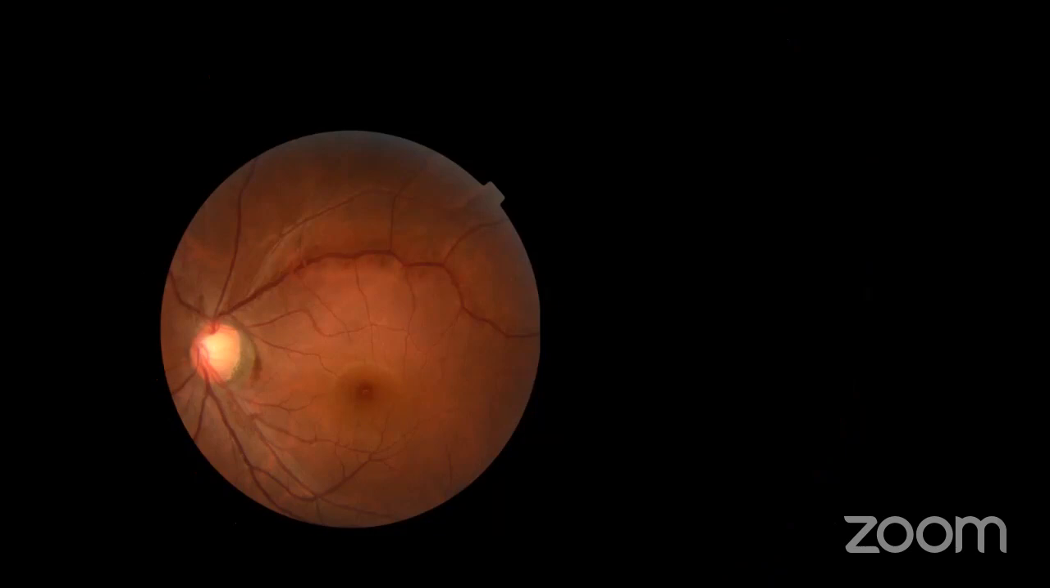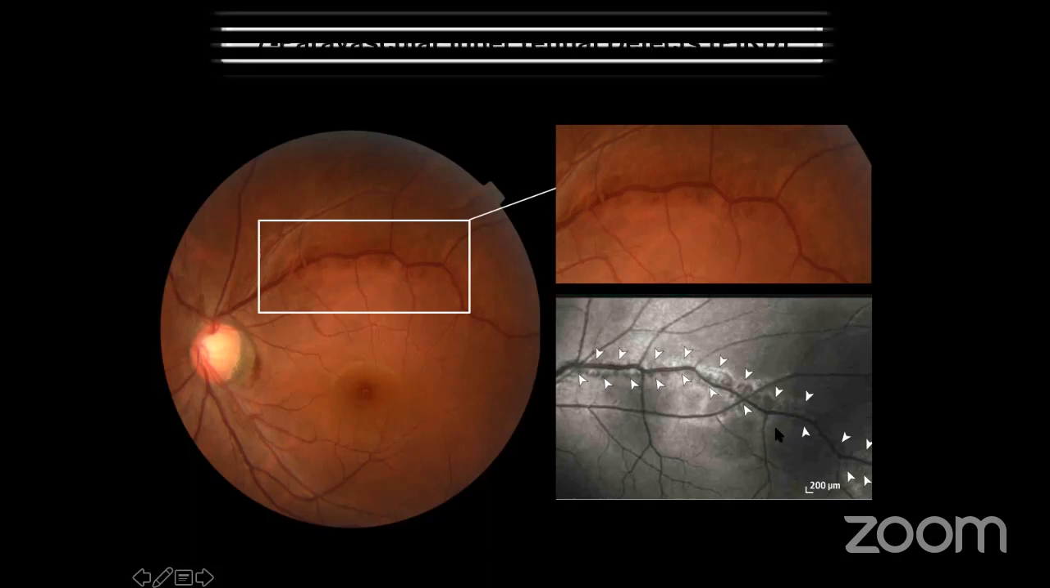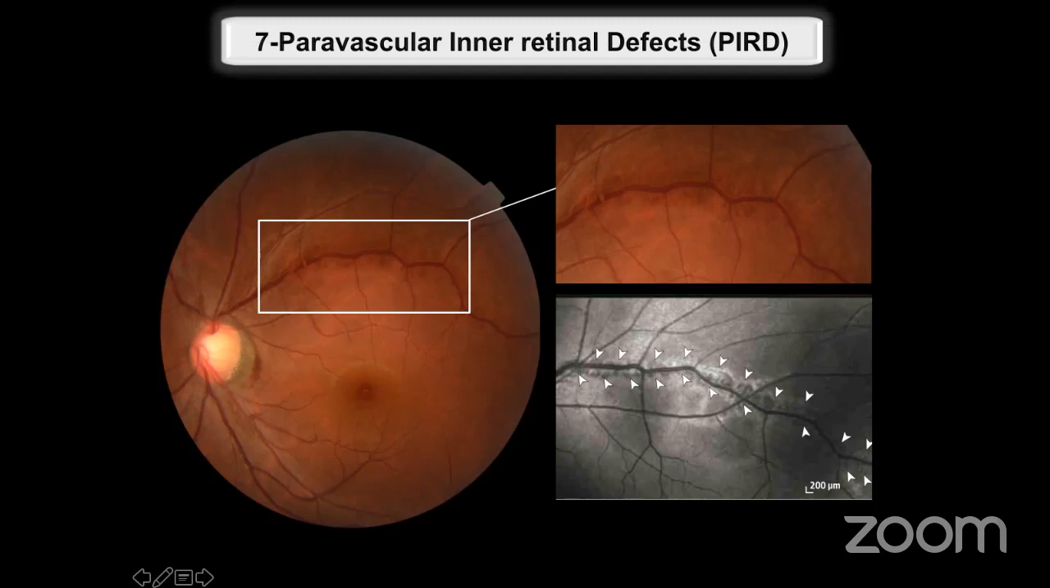So we'll go ahead to the 7th change, and I'll share with you this picture. This is a highly myopic patient, and when looking at the fundus, you can hardly pick up any change. But looking carefully at the blood vessels here, you can see some changes along the blood vessels. This is what we call paravascular inner retinal defects.